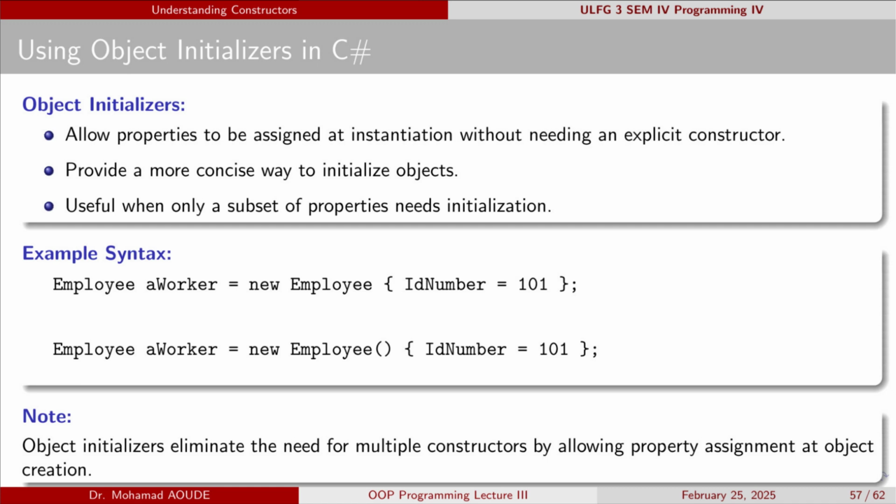Object initializers let you set property values right at object creation. This saves you from writing tons of constructors and gives you fast, clean initialization code.